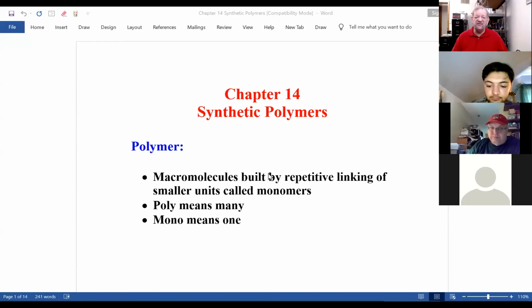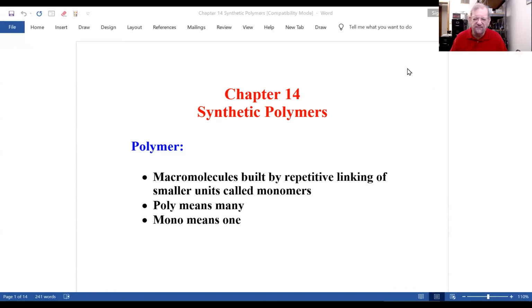All right, everybody see synthetic polymers, chapter 14? Thank you. All right, switch is on. What is a polymer? You should know a polymer is a macromolecule built by repetitive linking of smaller units called monomers. Now, if you look at the word polymer, poly means many, mer means unit. Over here, monomer means one unit. So a polymer is where you link many units, repetitive units, to make a macromolecule.